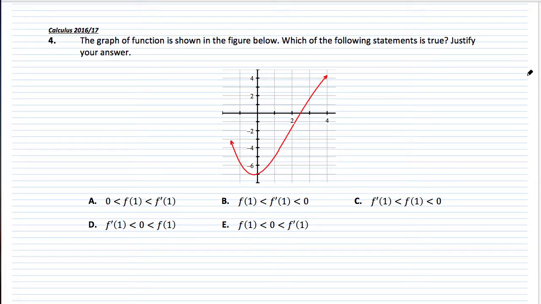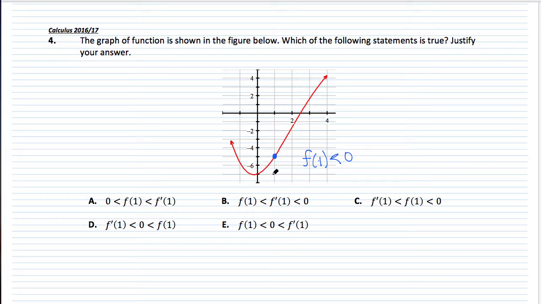Question number 4, we have a multiple choice question. It says, which of the following statements is true? Justify your answer. We have a lot of different comparisons between 0, the value of our function at x equals 1, and the value of the derivative of our function at x equals 1. At x equals 1, this is our location on our graph. And so the value of f of 1 is negative. It is less than 0.